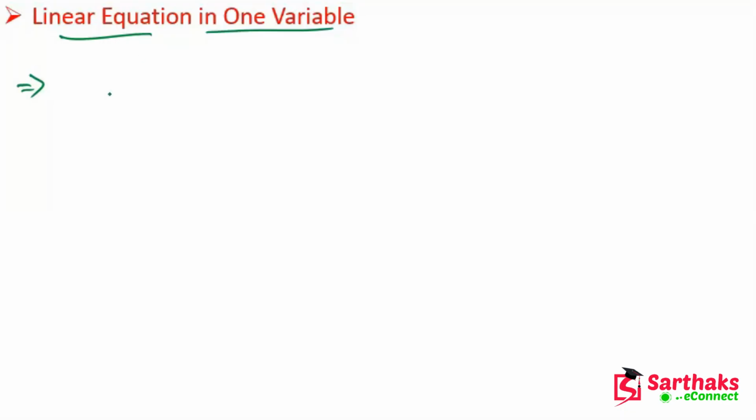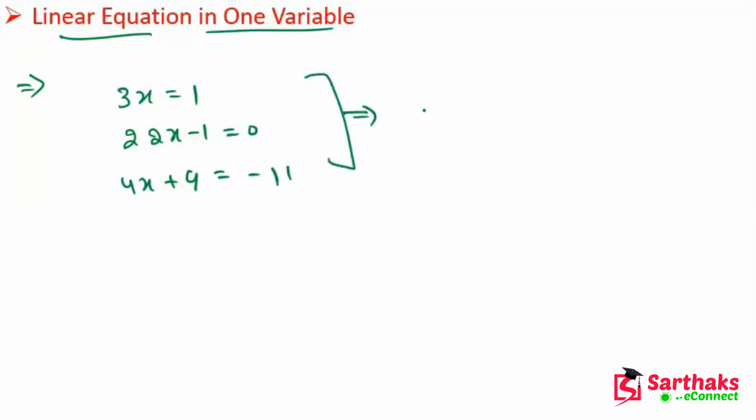Okay, so now let's see the examples. Let's suppose 3x is equal to 1. We can say this is a linear equation in one variable, which is x. 2x minus 1 is equal to 0. We can also say that this is a linear equation in one variable. 4x plus 9 is equal to minus 11. This is also a linear equation in one variable.